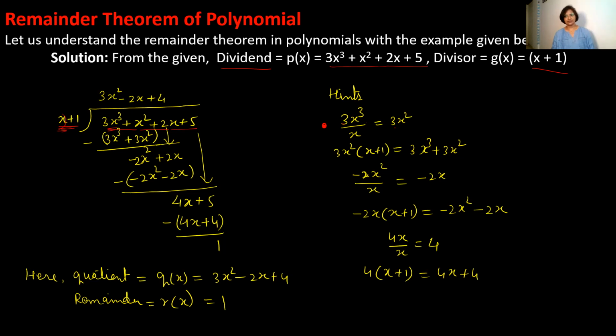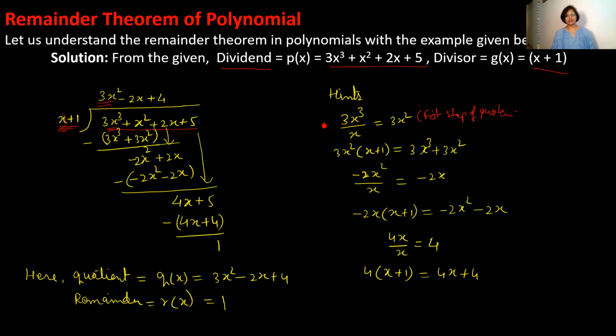So what will you get? You will get the quotient. This is the first term of the quotient. Okay, so this is 3x square. You have to write it here.